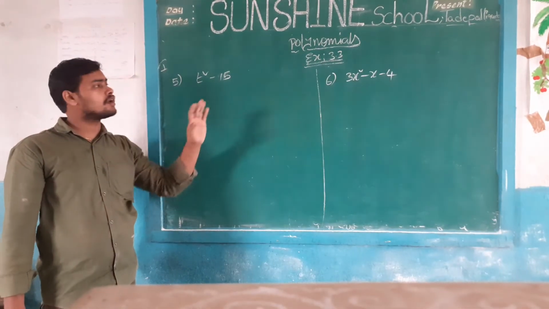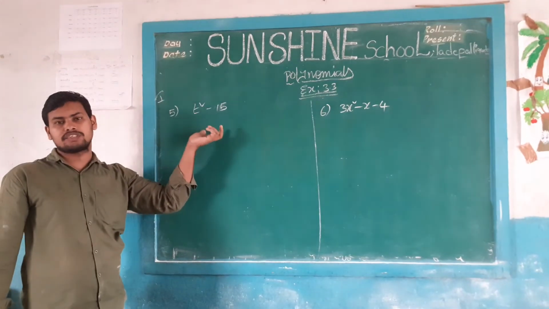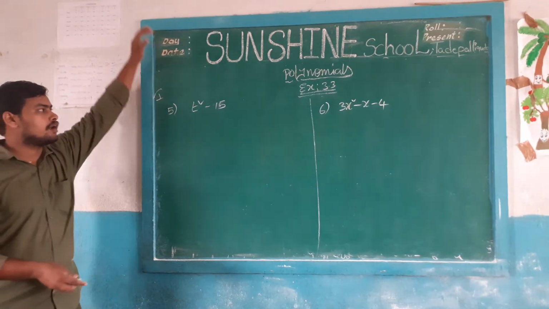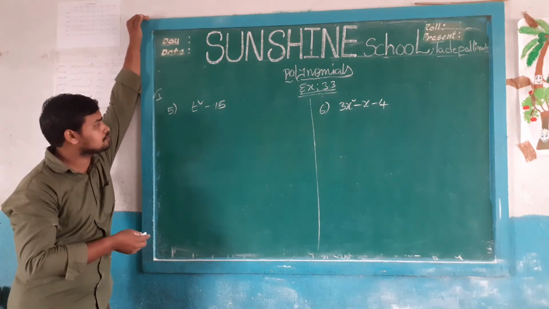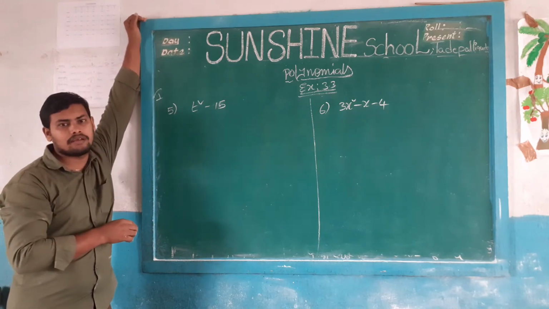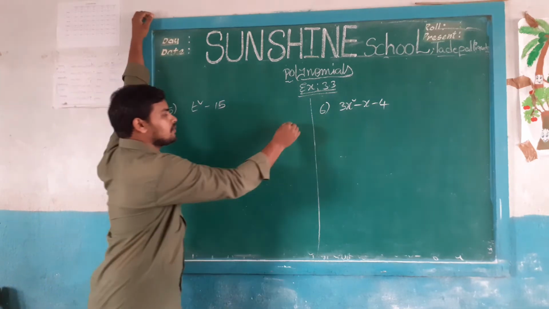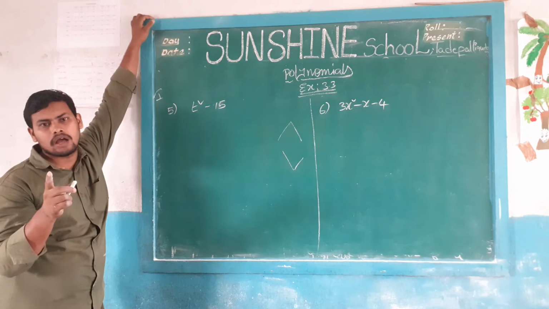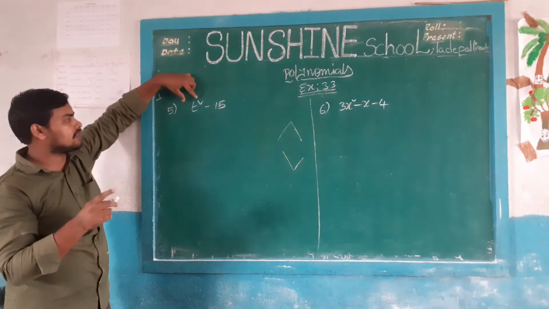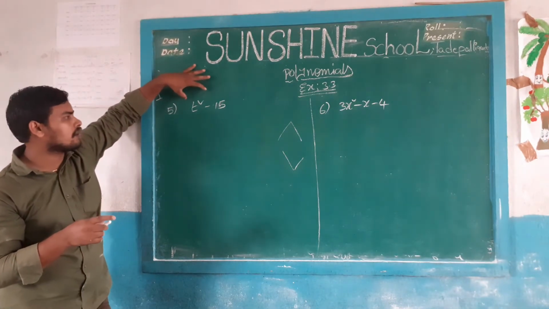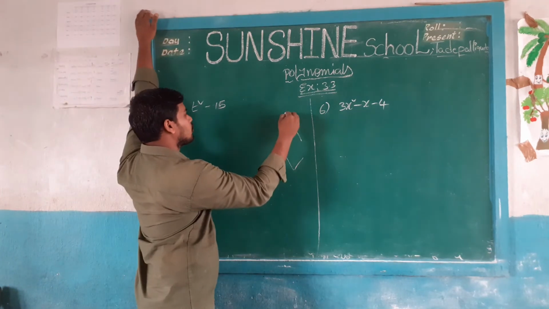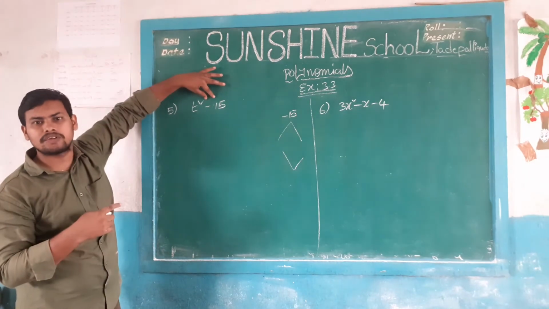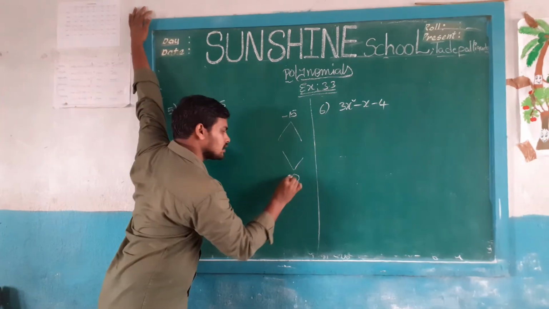There are 2 more sums in this problem, the first one, the fifth sum: t square minus 15. How can you write t square minus 15? We simply write it by adding the constant term and the coefficient of t square. Here 1 and minus 15, 1 into minus 15 is minus 15. Is there any coefficient of the t term? There is none. Hence the result is 0.